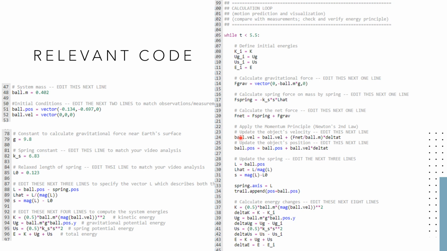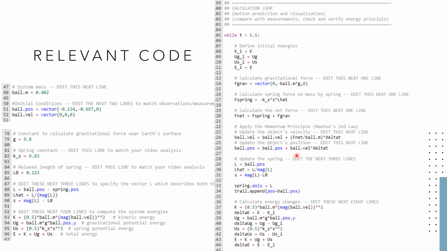Here we have velocity derived from the velocity update equation, and the same thing with the position, derived from the position update equation. Here is the update for the spring. We have the ball position for L. L hat is L divided by the magnitude of L. Pretty basic stuff here derived from our known formulas that we've learned throughout the course.